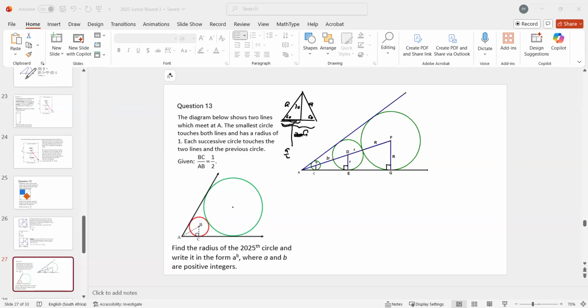So what is really the problem? The problem is, it asks this question. If you keep drawing this thing, find the radius of the 2025th circle. You got the first circle.